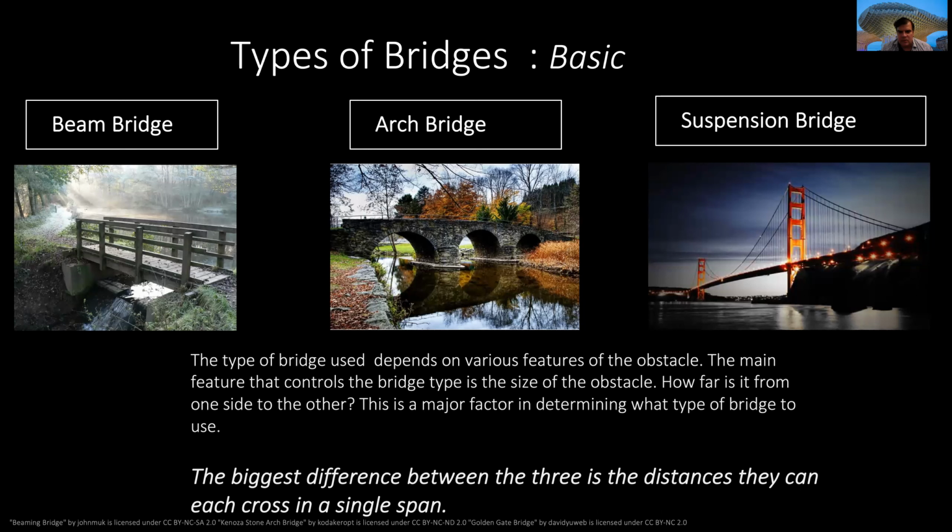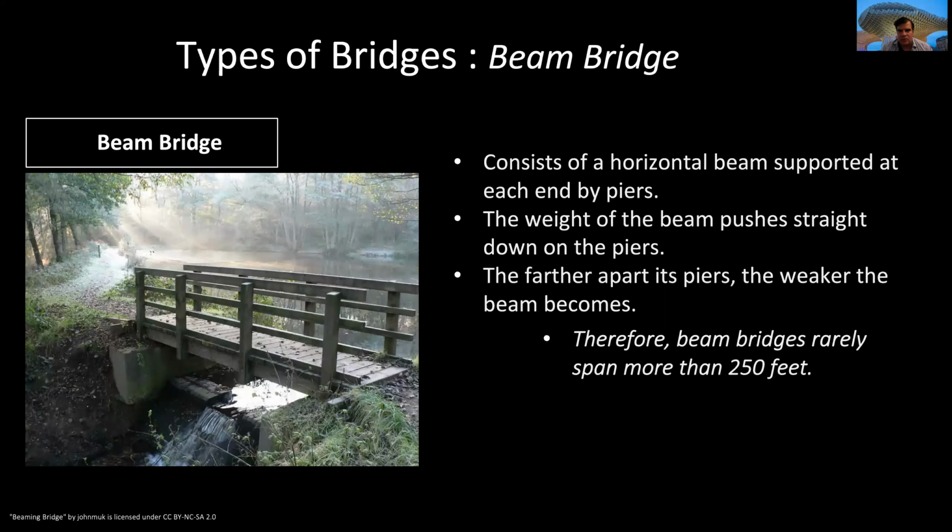The biggest difference between the three bridges is the distance they can cross in a single span. A beam bridge will not be able to cross the same distance with the same efficiency as an arch bridge, and even less than a suspension bridge. Let's look at the types of bridges. A beam bridge is simple: you have a horizontal beam that is supported at each end by piers. You can have several beams connected together, and the further apart the piers are, the weaker the beam becomes. This type of bridge rarely spans more than 250 feet.